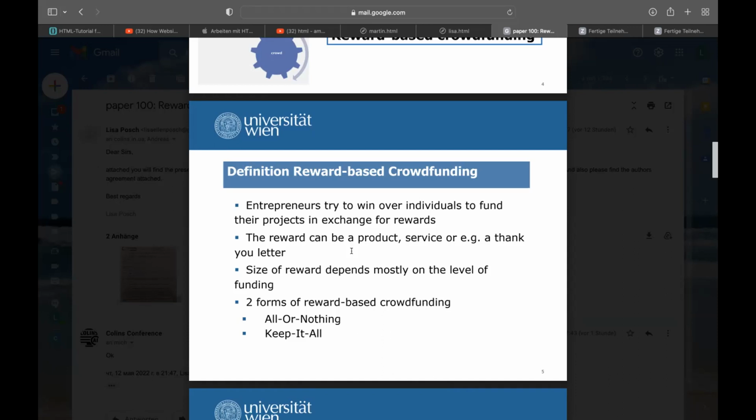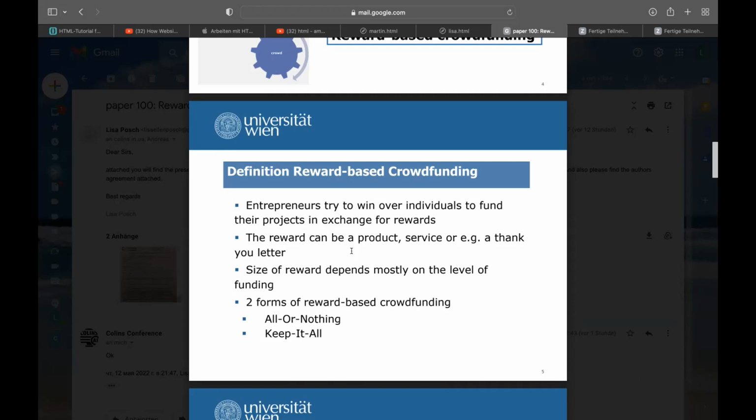Then there are two forms of reward-based crowdfunding, which is the all-or-nothing concept and also the keep-it-all concept. What does it mean? The all-or-nothing concept can be described as a model where the entrepreneur determines a fundraising goal and only receives the funding when the goal is reached. As a result, the all-or-nothing concept is classified as less risky and enables the fundraisers to be more successful. Therefore, it is a crucial signal towards the crowd.